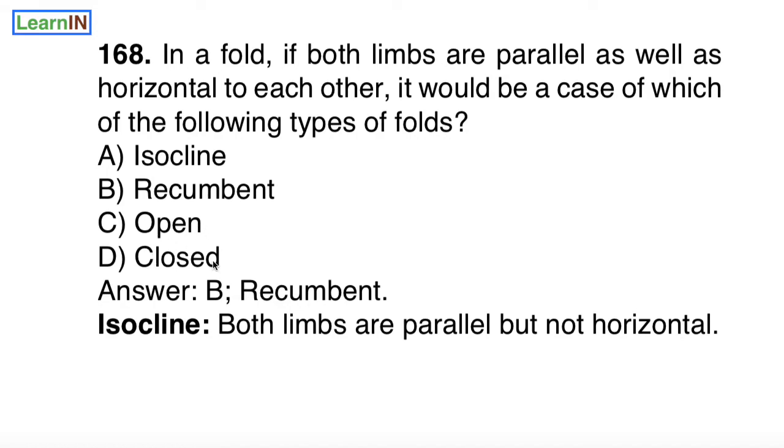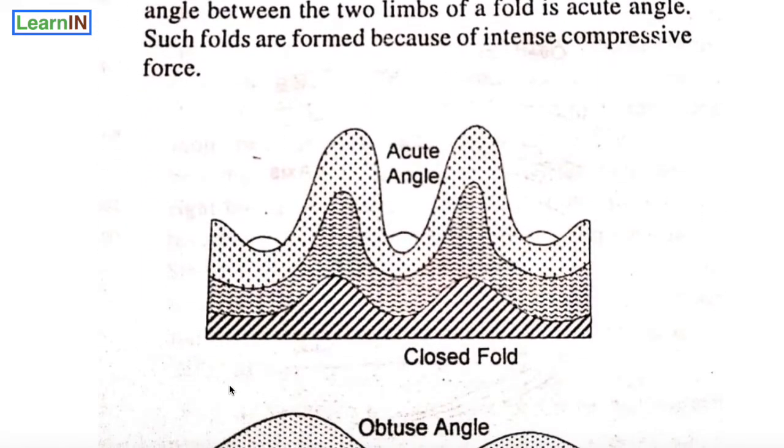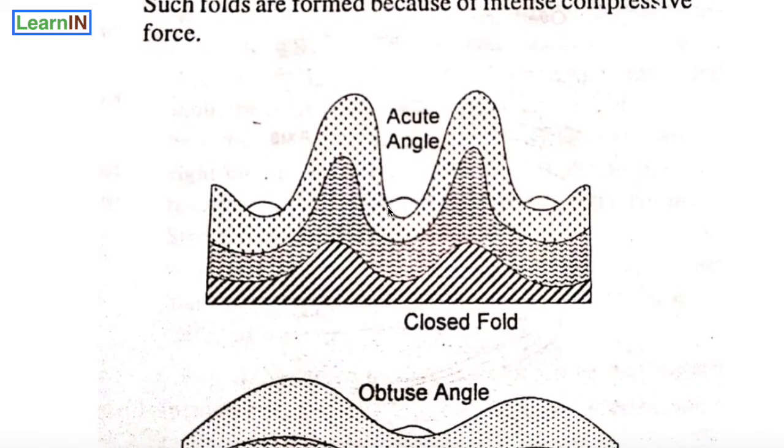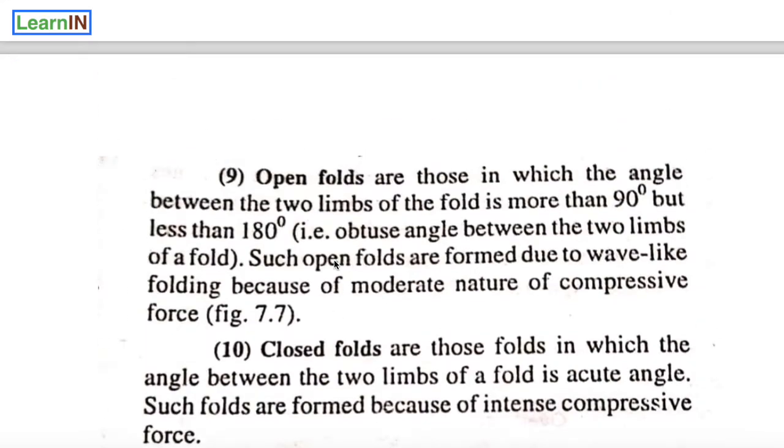And what are open and closed folds? See here, the angle between the limbs makes an acute angle, that is less than 90 degrees, so it is a closed fold. And when the angle between the two limbs is more than 90 degrees, that is an obtuse angle, that is an open fold. Hope it is clear.